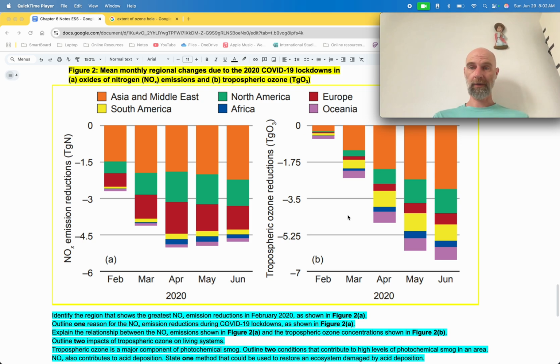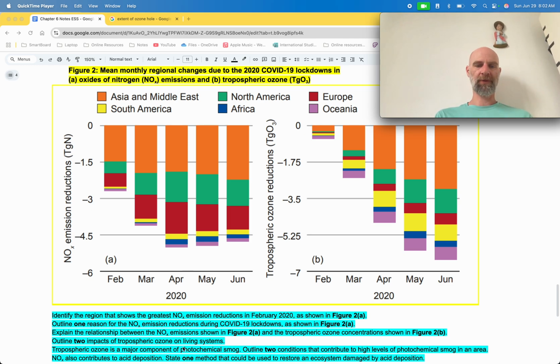So when the nitrous oxide interacts with sunlight, that produces the ozone. So if you've got less nitric oxide over here that can interact with sunlight, you're going to have less ozone. Reductions. So, yep.